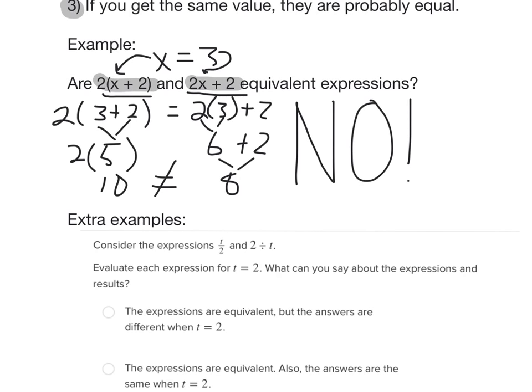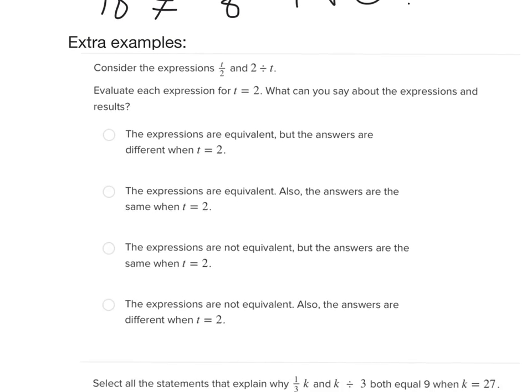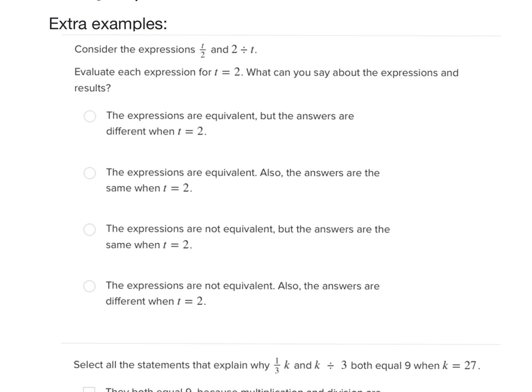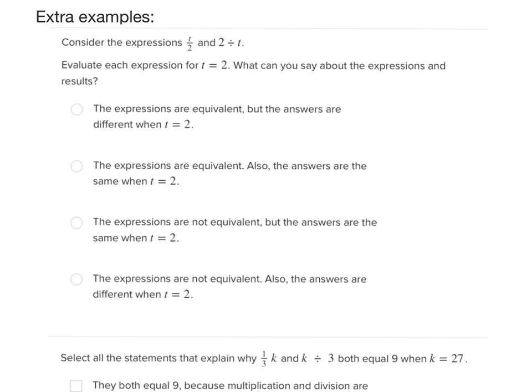Here are some extra examples which you do not need to put in your notes, just pay attention to them. Consider the expressions t over 2 and 2 divided by t. Evaluate each expression for t equal to 2. What can you say about the expressions and results? Well, I'm kind of suspicious of this one, so let's go ahead and do that. Evaluate each expression for t equals 2.